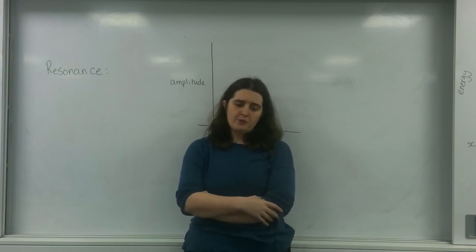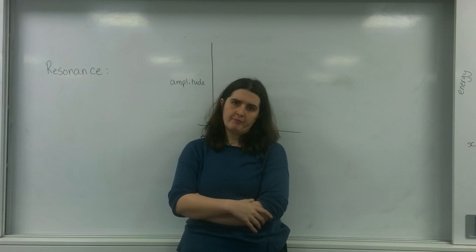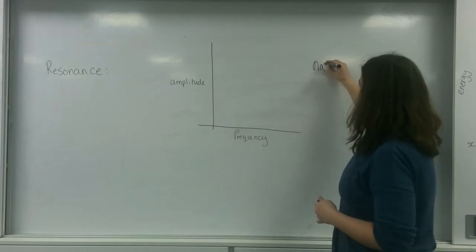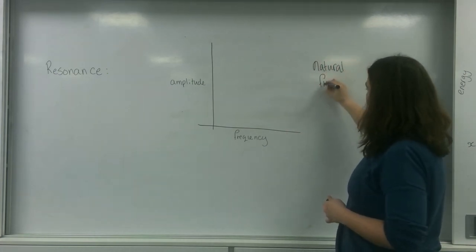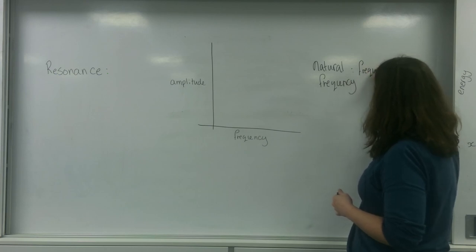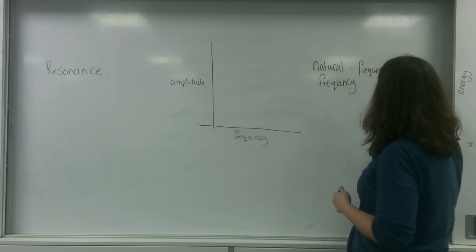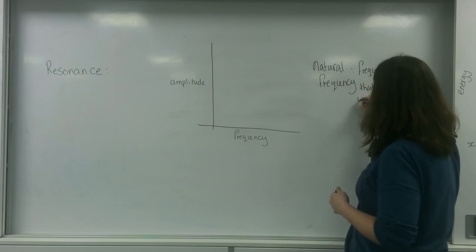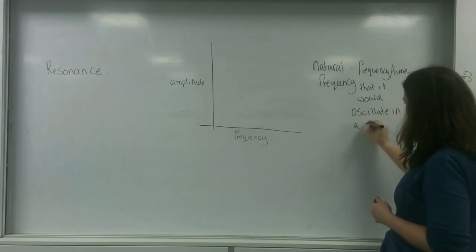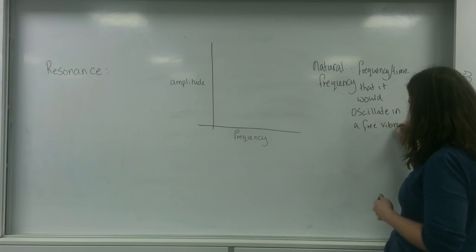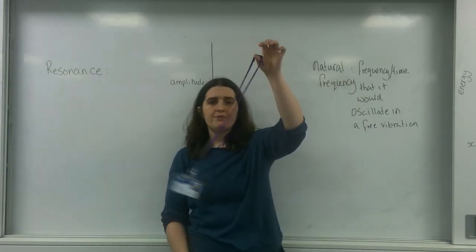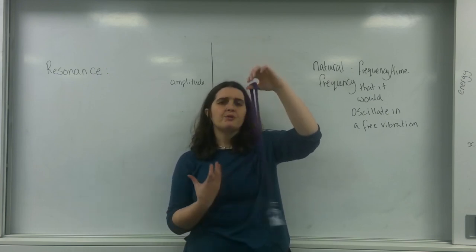Resonance is a phenomenon that happens when you oscillate something at its natural frequency. An object's natural frequency is the frequency, or time period, that it would oscillate at in a free vibration. So if I was to let this oscillate freely, this here is the object's natural frequency.